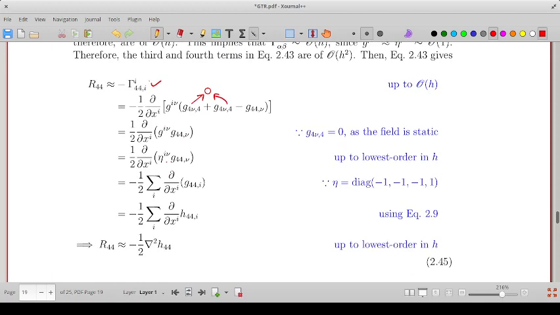Now g I nu is equal to eta I nu plus h I nu. So up to lowest order in h, this can be approximated as eta I nu. So we may write this as half d by dxi of eta I nu g44 comma nu.